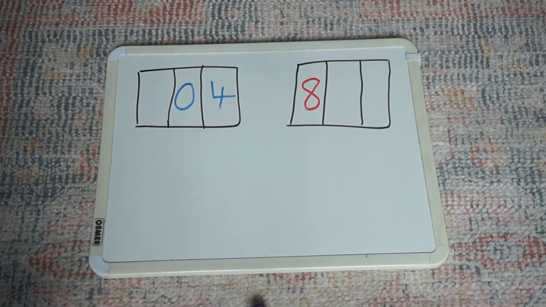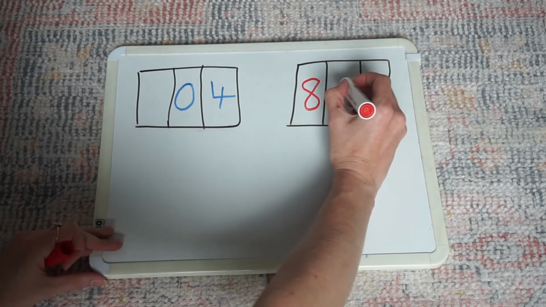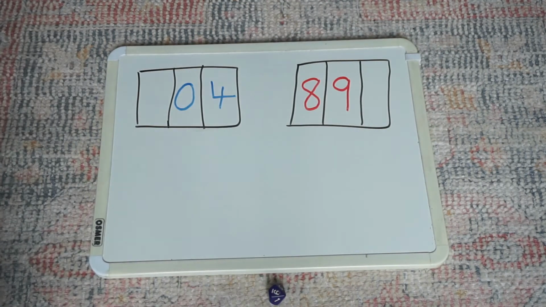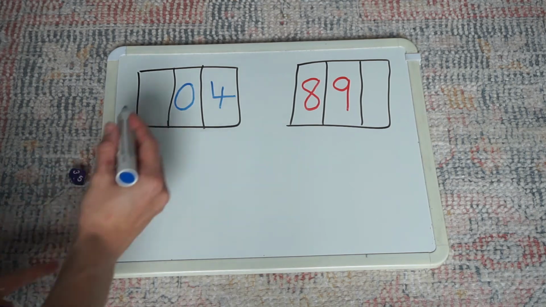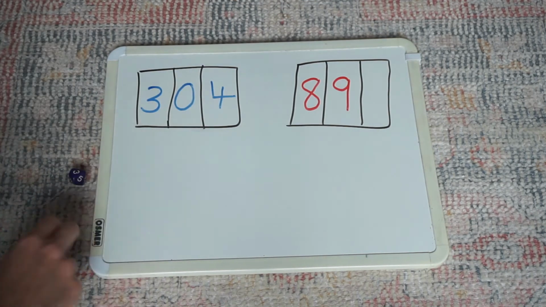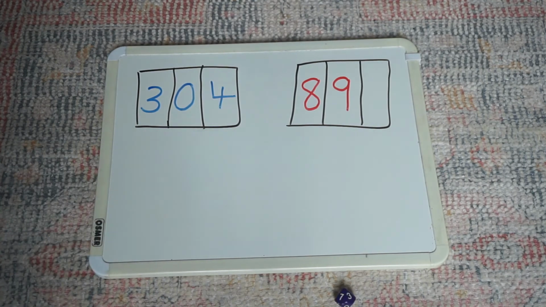Alright, then the next player goes. Oh, a 9. Okay, that's really high. I'm going to put that one there. Probably wouldn't waste that on my ones column. Then the next player will go. Ooh, a 3. 304. So I obviously haven't won, but let's see what the red player gets.